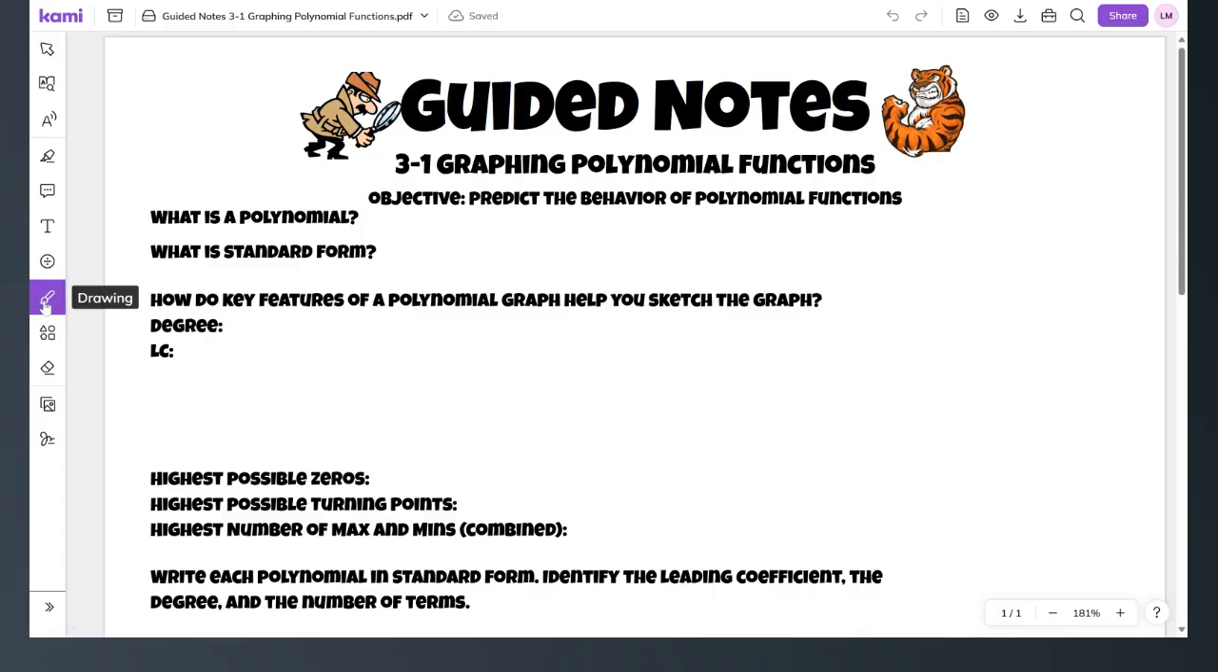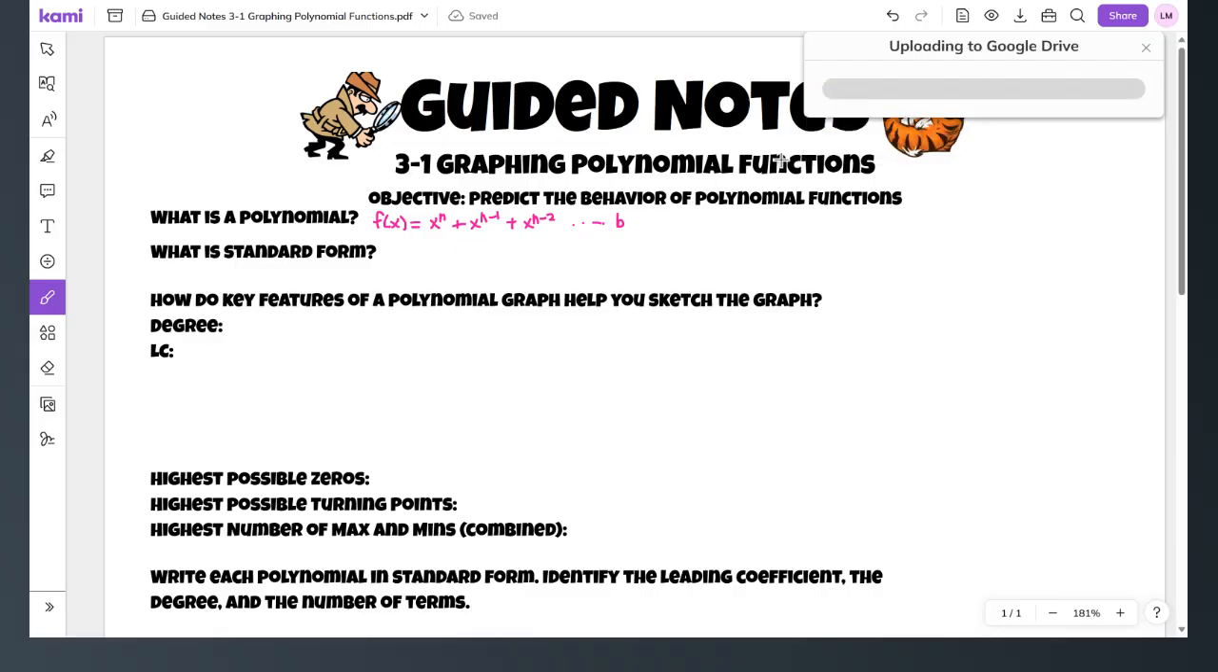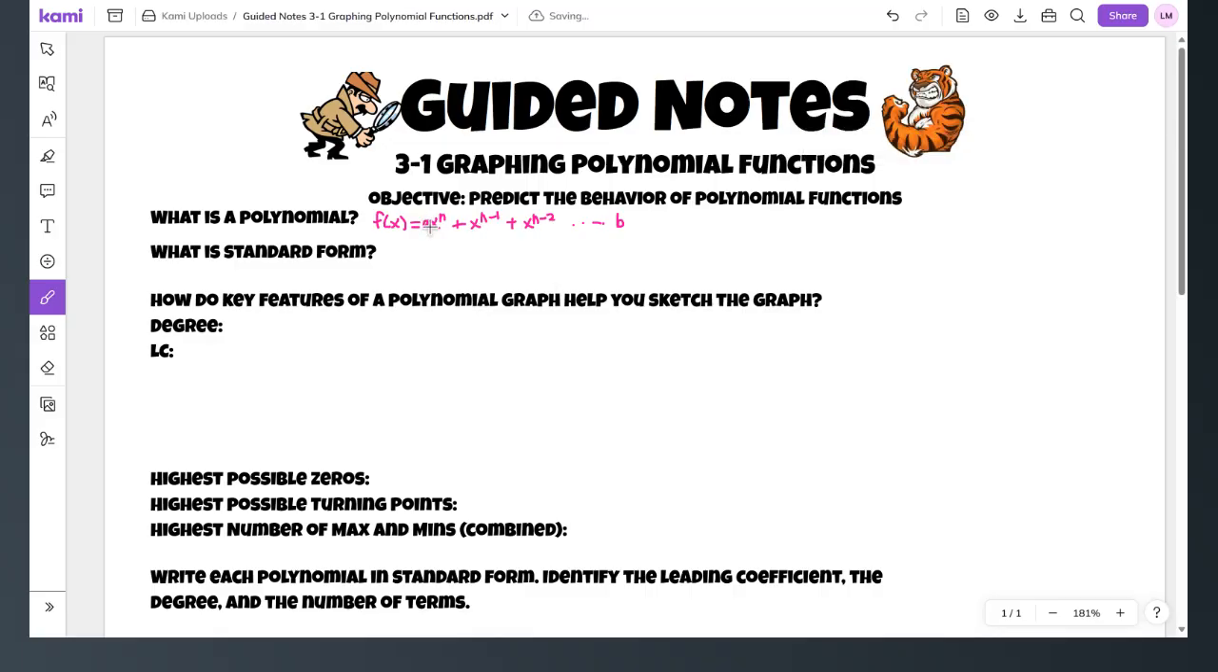So we are looking at graphs and functions that have exponents that are whole numbers. So no negative exponents, no fractional exponents. So one definition would be f of x equals a sub n x to the n, plus a sub n minus 1 x to the n minus 1. So we would decrease our exponents, plus x to the n minus 2 and so on, all the way down to just a number like b, right? And then also our coefficients, the numbers in front of x squared, will not be imaginary numbers.